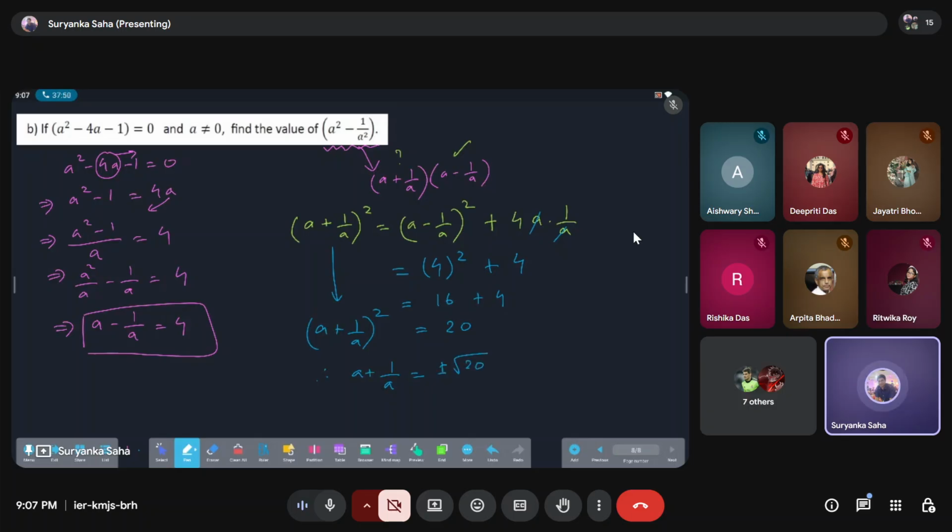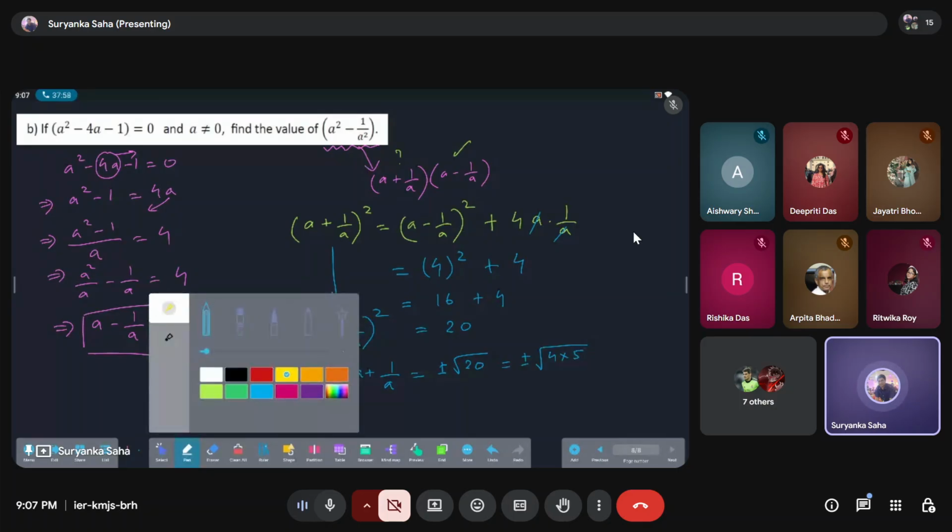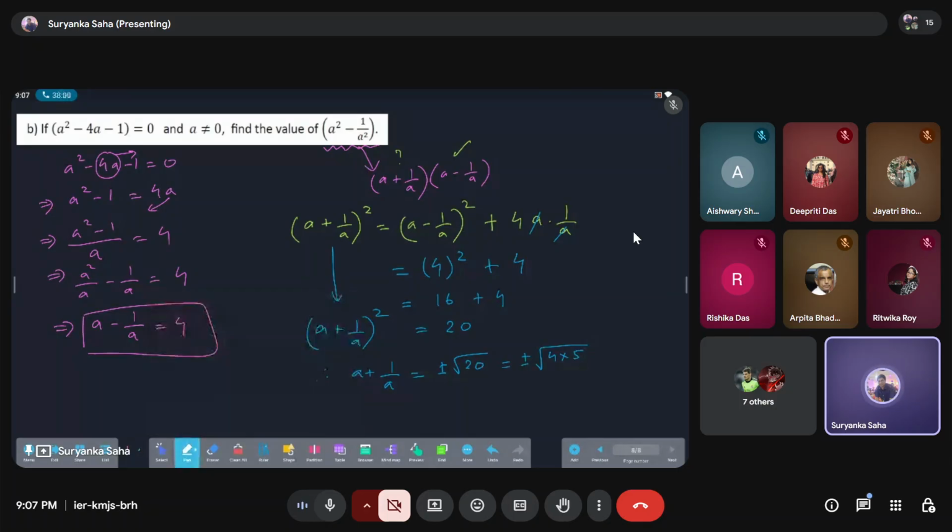Now 20 can be written as 4 into 5, right? Now 4 is a square number, so it has the license to come out, but it will come out as 2. It will not come out as 4. Understood? It will come out as 2 and 5 will be getting trapped because it is not a square number. So the value of a plus 1 by a is plus minus 2 root 5.